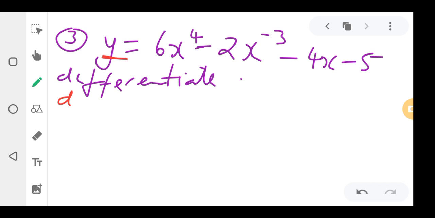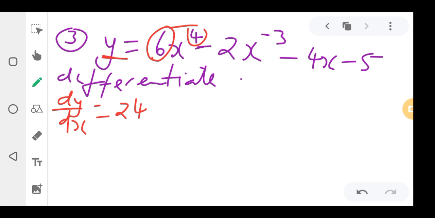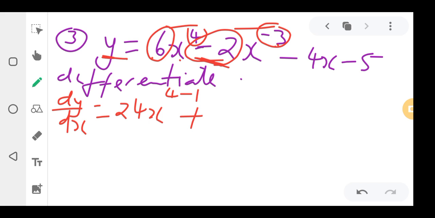So you say dy over dx is equal to, the first number in front, you multiply it by the power. So 6 times 4, it is 24. And then x to the power 4, so we subtract 1 on the power. Again, even here, what is in front here? Negative 2. So you multiply that negative 2 with the negative 3. So negative 2 times negative 3, 2 negatives will make a plus, so it will be positive 6. And then x, negative 3, you always subtract 1. To the power, you always subtract 1.